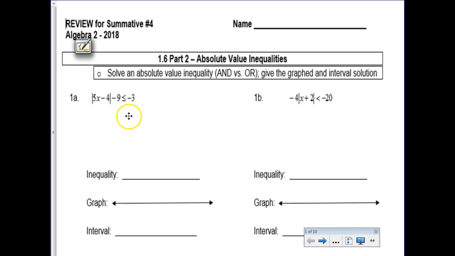These are our and or questions, and you have to remember that when they're absolute value inequalities, you first must isolate. Oops, that is not how you spell isolate. So you must isolate the absolute value bars. Don't just look at the original problem and assume you know if it's an and or an or, because it depends on once you've isolated. So isolate the absolute value, and then you're going to set up two problems.